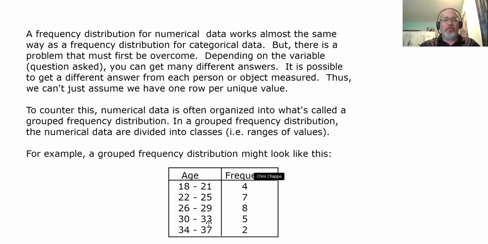In the first column, we have groups of ages: 18 through 21, 22 through 25, 26 through 29, 30 through 33, and 34 through 37. And in the second column, we have the frequency of those groups, those classes. In other words, of the people surveyed, 4 people's ages were between 18 and 21, 7 were between 22 and 25, 8 were between 26 and 29, 5 were between 30 and 33, and 2 were between 34 and 37. So it's just like another distribution. But the tricky part is coming up with the classes.